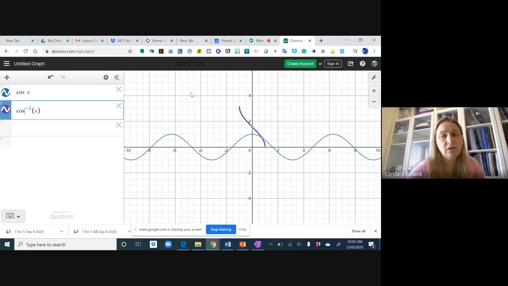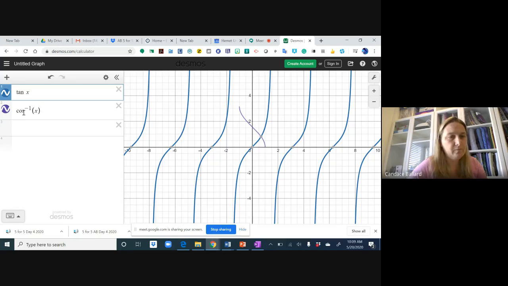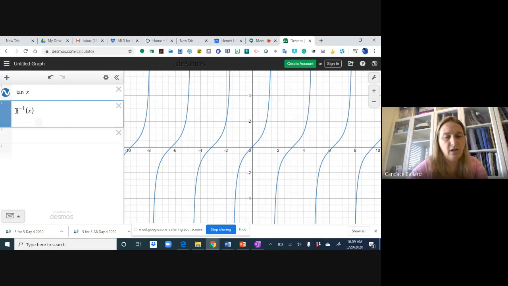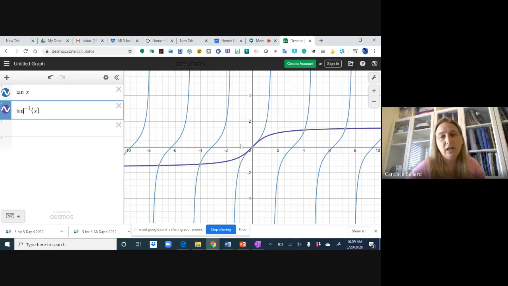It's restricted, and it's restricted in different places than sine was restricted in. And then let's do tangent, because we're only going to work with those 3. That's what the original tangent looks like. That's tangent inverse. Again, there's some restrictions on it. It looks like that one has the most availability, so to speak.